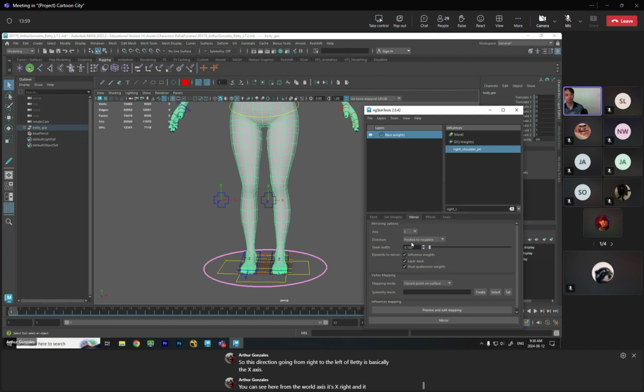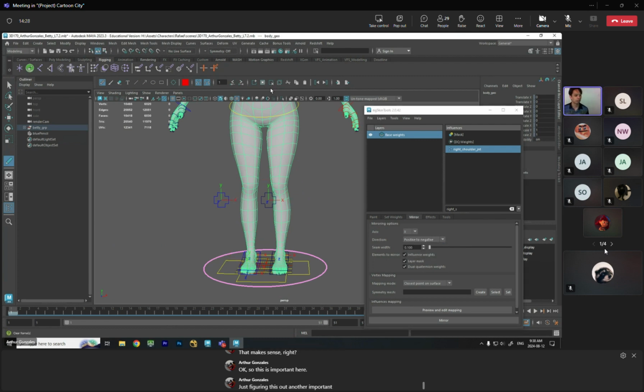And it defaults positive to negative, which means the left side of Betty, so our right side, goes towards the negative axis, negative x. So it goes towards the left leg here, right? But we want the opposite way, right? We want the ankle to go to this side. So that means you have to switch over here. Does that make sense? Right? Okay, so this is important here, just figuring this out.